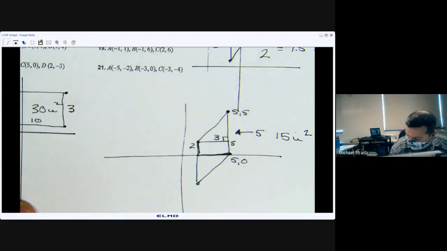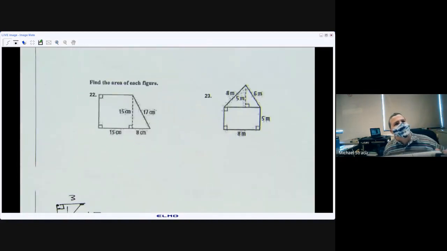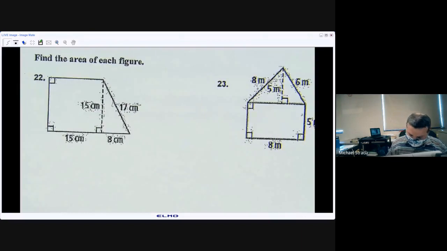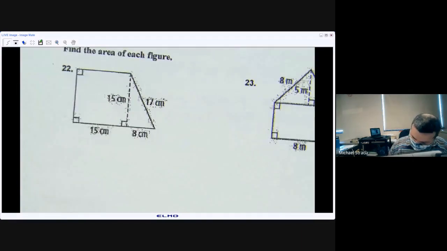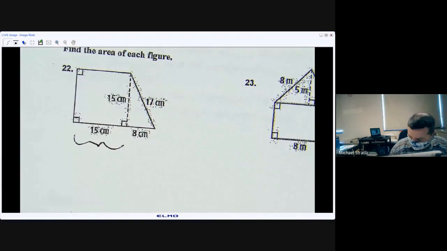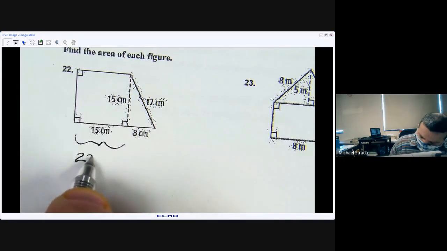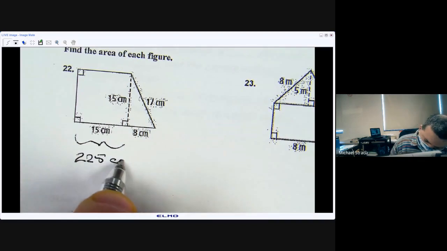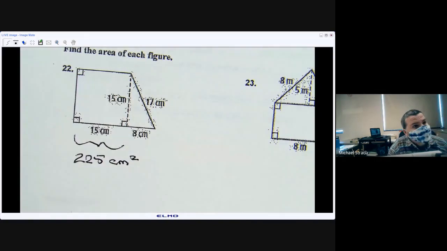Okay? And you can divide it into rectangles and triangles should the need arise. Talking about dividing into rectangles and triangles, we got 22 and 23 up top. All right, if we look at 22, we got a square to the left. What are the dimensions of the square? 15 and 15. What am I going to do to those? Multiply them together. I got 225 centimeters squared.